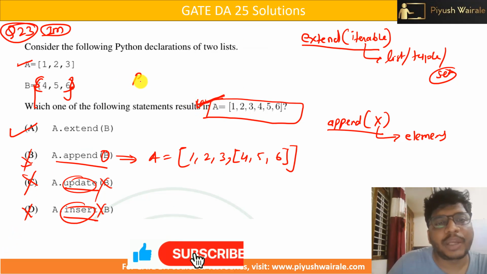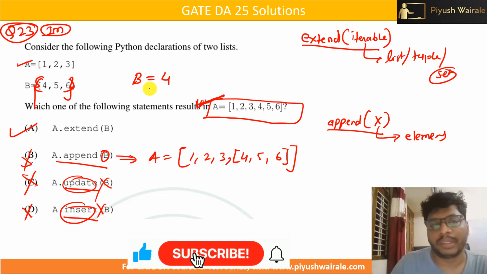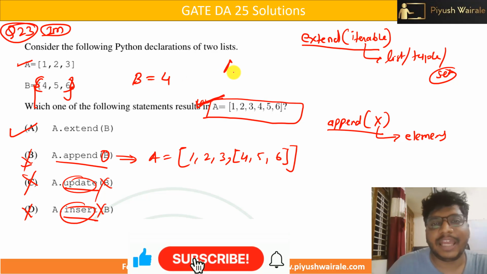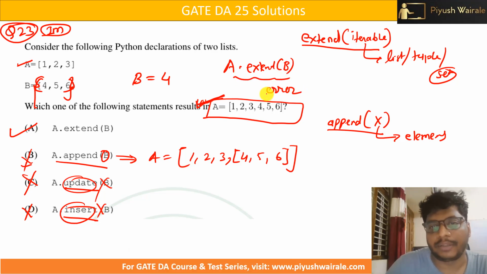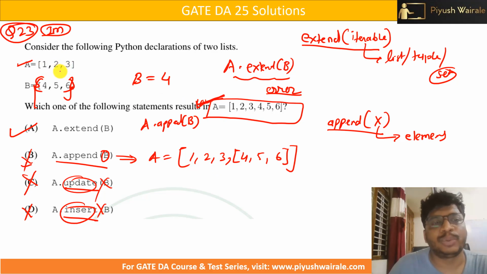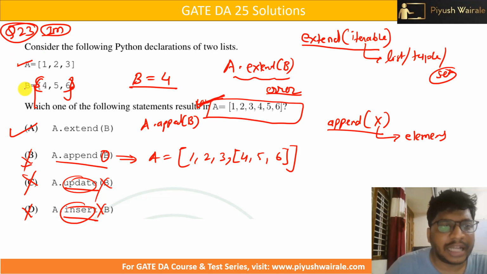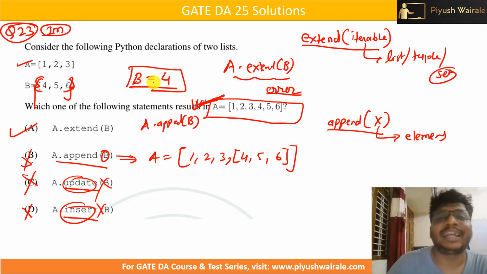But what if B is just an element, let's say the number 4, an integer data type? In that case, A dot extend B will throw an error. If I say A dot append B, with B being 4, that is fine: 4 will get added into the list, giving 1, 2, 3, 4. But A dot extend B will give an error because B is not iterable. Iterable means a list, tuple or set. Whenever B is equal to the integer 4, it will throw an error. Remember this very important point.